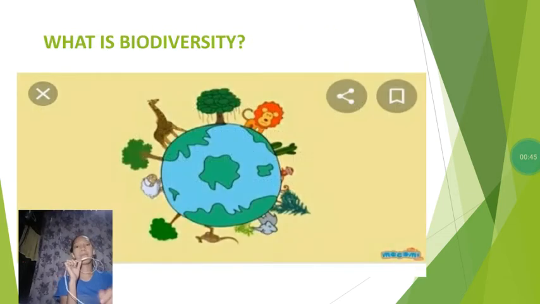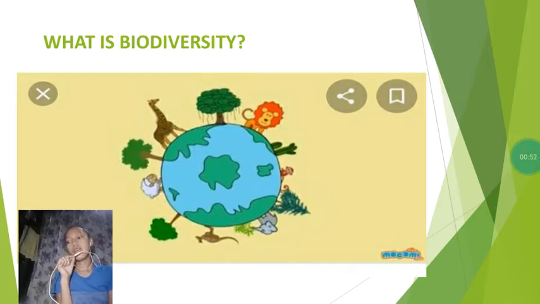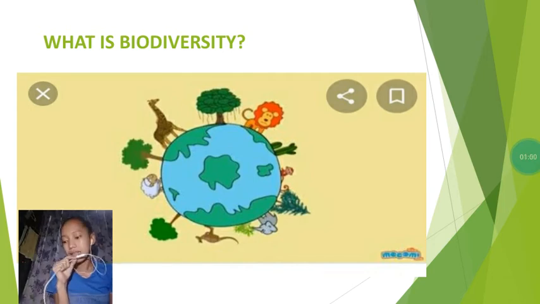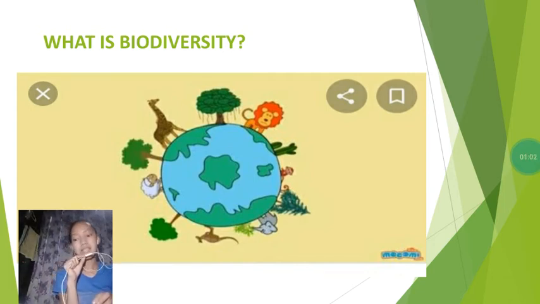So, let's start. First, what is biodiversity? Biodiversity is the variety and variability of life on Earth. Biodiversity is typically a measure of variation at the genetic, species, and ecosystem level. Yung biodiversity, dito natin nakukuha lahat. Nandito lahat sa biodiversity. Kung walang biodiversity, hindi tayo mabubuhay.